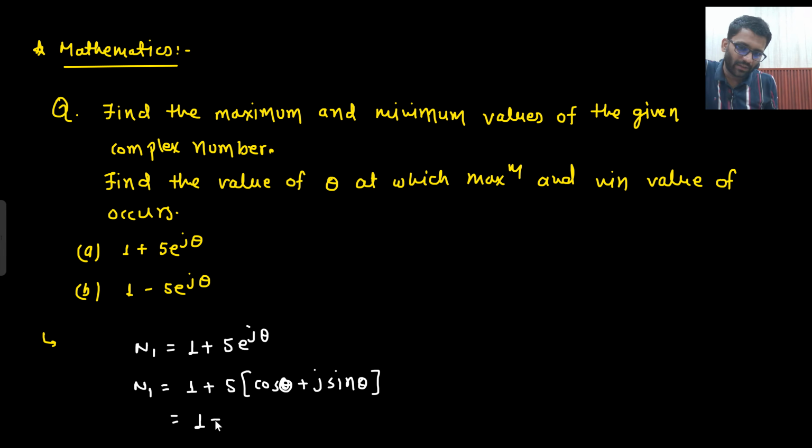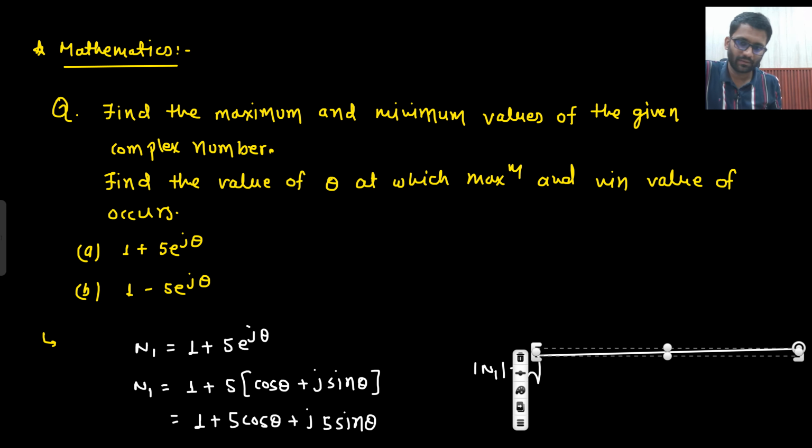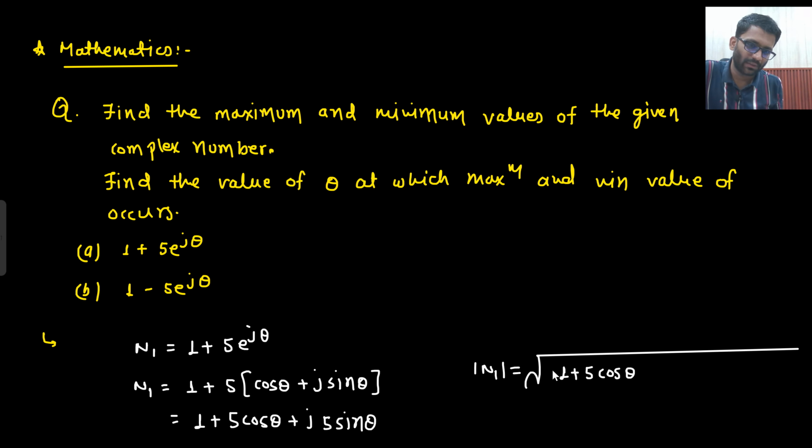So how can I write it down now? One plus 5 cos theta plus j 5 sin theta. Now if I need the magnitude of n1, how do I get that? It is under root of 1 plus 5 cos theta whole square, plus the square of the imaginary part. Basically, for a plus j b, what is the magnitude? Under root a square plus b square. This is your a, this is your b.